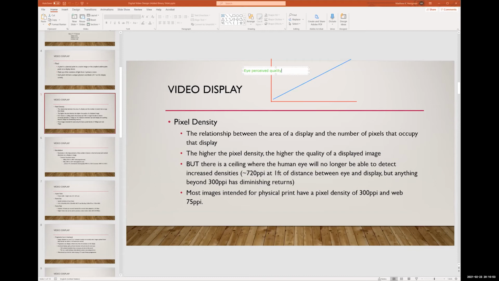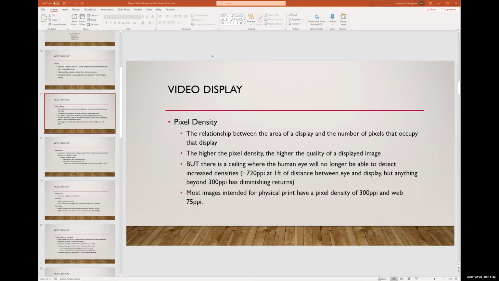Perceived quality versus pixel density. It's not a linear relationship. After this point here, at 720 at 1 foot, it has diminishing returns. So it's more like this, right? Kind of like that. We'll reach a ceiling. It's probably even lower if we were to talk about it.